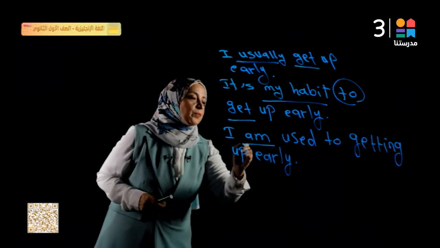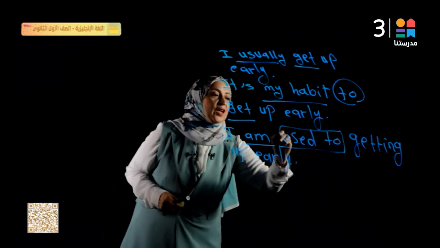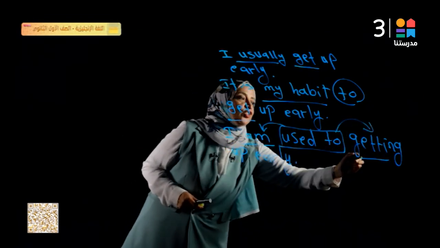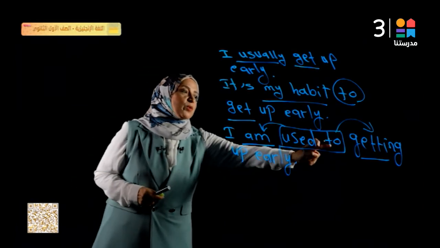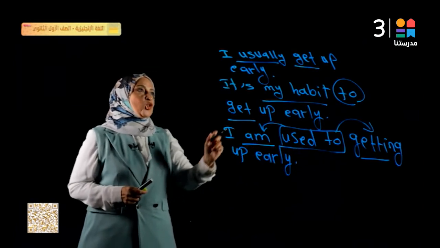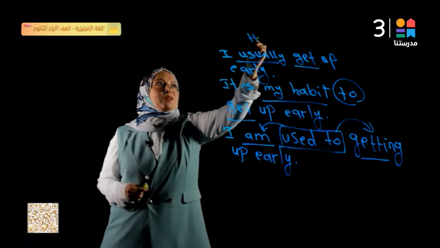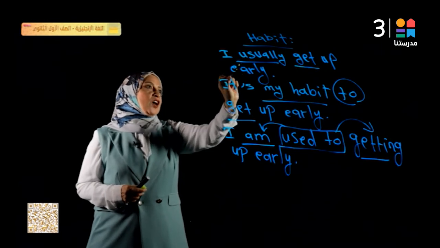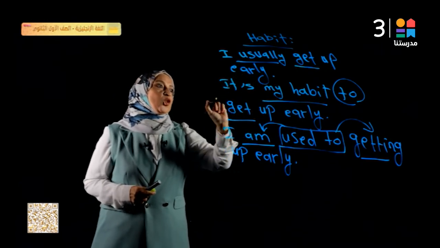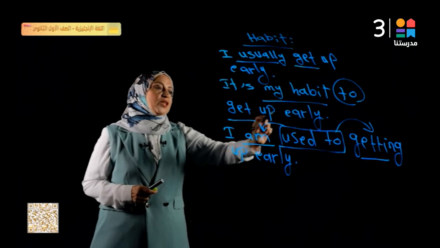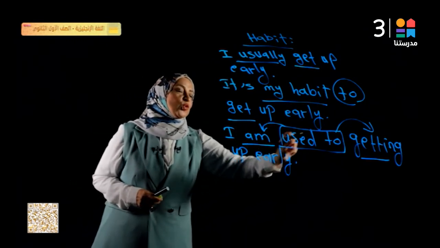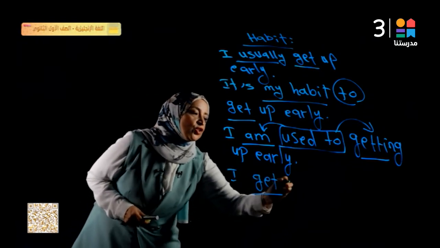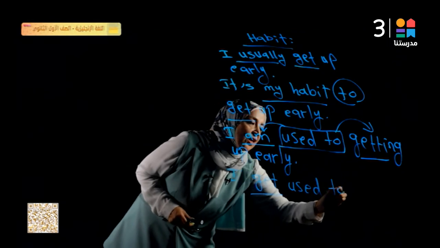So here we use the to, and before it we use verb to be, and after used to we use the gerund or the verb ing. Here we express a habit in the present. So when we want to express a habit, we can use these structures: I usually get up early, or it's my habit to get up early, or I am used to getting up early, or I get used to getting up early.